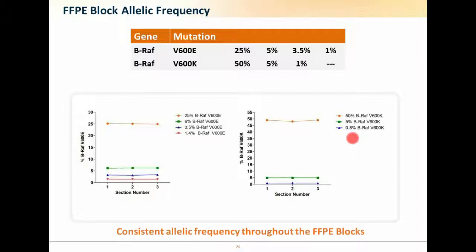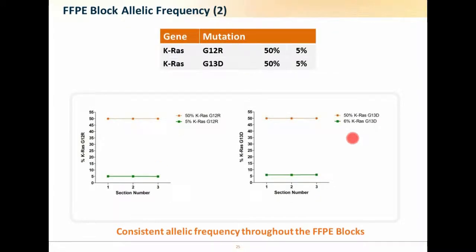close enough to 1%. And so we're really able to demonstrate that the FFPE blocks we make contain the same number of cells, and hence the same amount of DNA that you can extract from them per section, and the allelic frequency that we define is consistent throughout the block. Here's another couple of examples for KRAS, where we have a 50% KRAS block and a 5% KRAS block, and the allelic frequencies come out dead on what they should do.